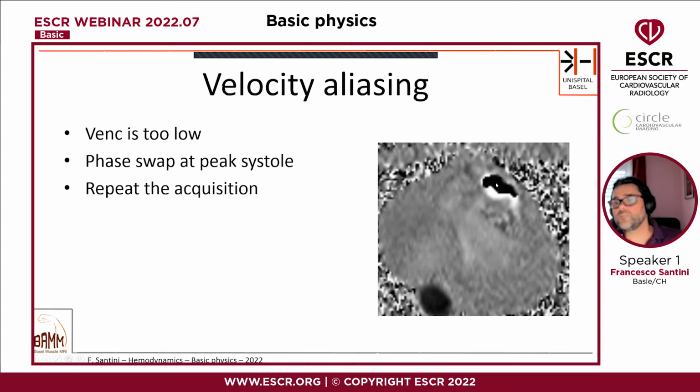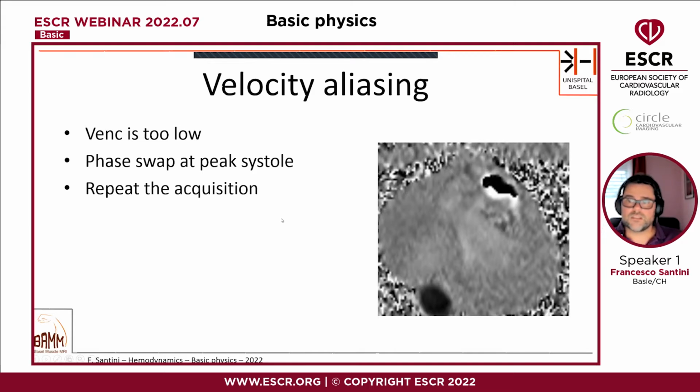This should be plus 185, but of course we cannot represent that because it's an angle. And so mostly at peak systole, we have this phase swap. This is called velocity aliasing. The remedy here is to repeat the acquisition.